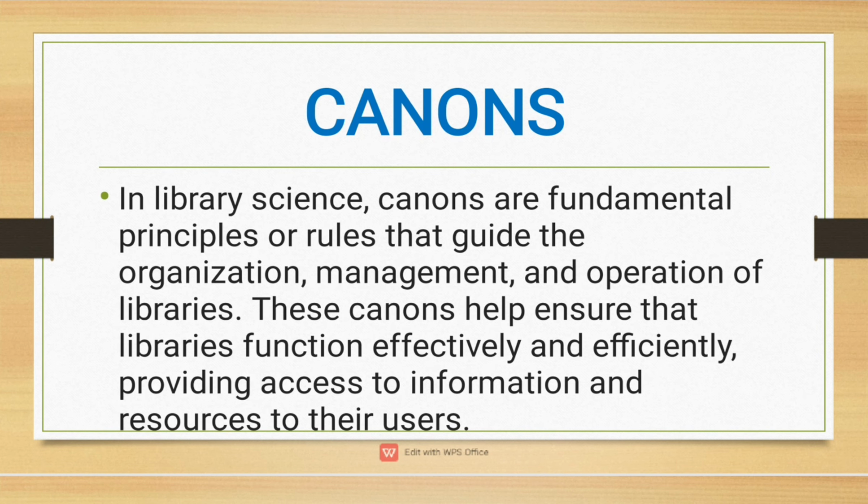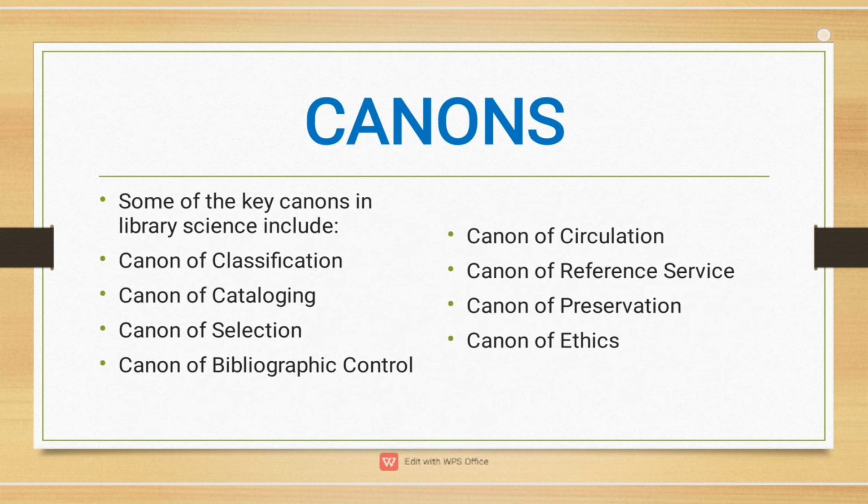In this video, we will learn about canons. What are canons? In library science, canons are fundamental principles or rules that guide the organization, management, and operation of libraries. These canons help ensure that libraries function effectively and efficiently, providing access to information and resources to their users. Some of the key canons in library science include canon of classification, canon of cataloging, canon of selection, canon of bibliographic control, canon of circulation, canon of reference service, canon of preservation, canon of ethics.